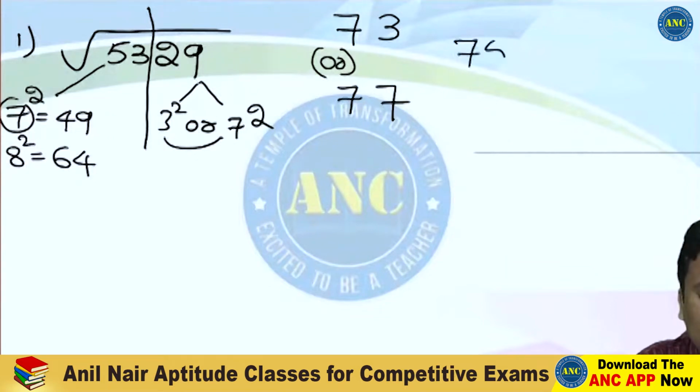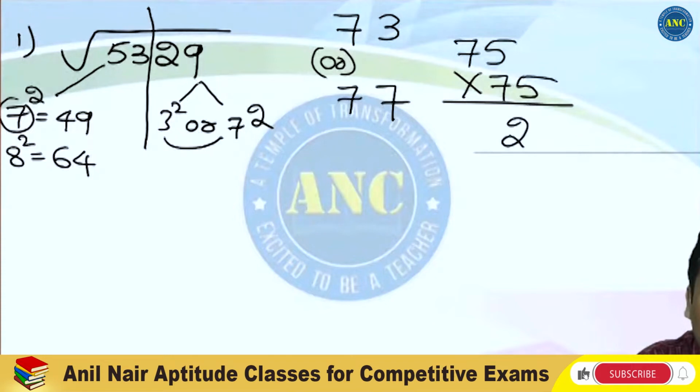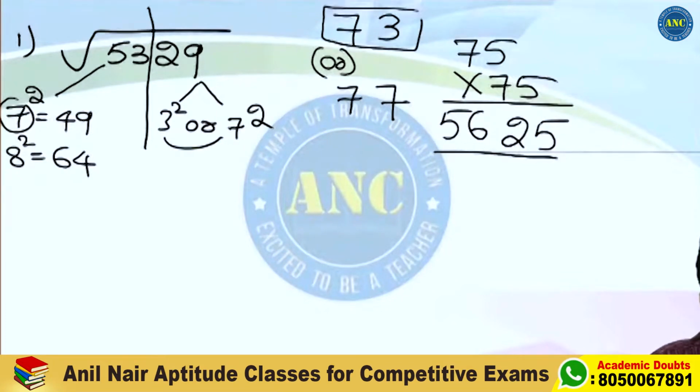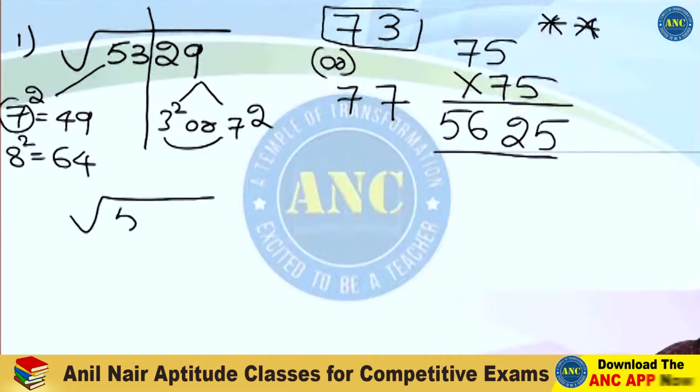Yesterday we discussed a logic. 75 into 75. 5 5s are 25. Add 1, 8 7s are 56. 5300 is less than 5600. The answer has to be 73. If you are good at finding this answer, do this. Otherwise, use the concept of a digital sum.